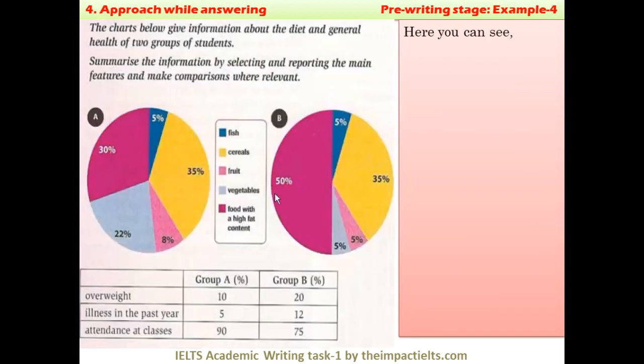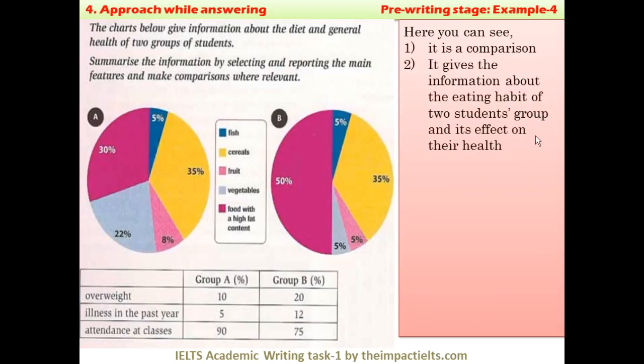Another picture you can see here, there are again two pictures, so you can say this is clearly a comparison, and it gives information about the eating habits of two student groups and its effect on their health. So there are two student groups here, A and B, and this is their eating habits and how it affects their education, right?